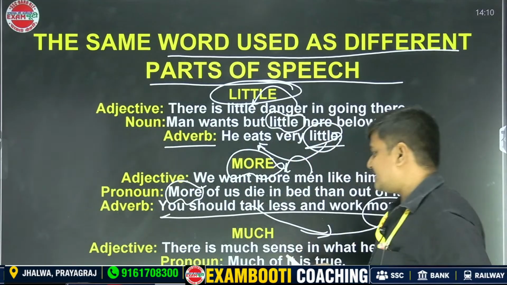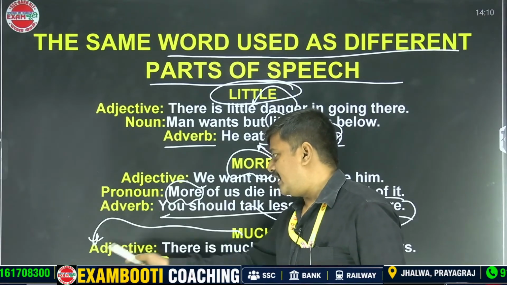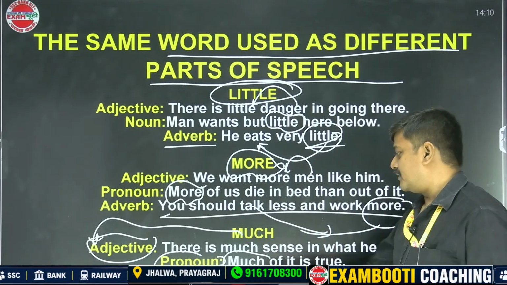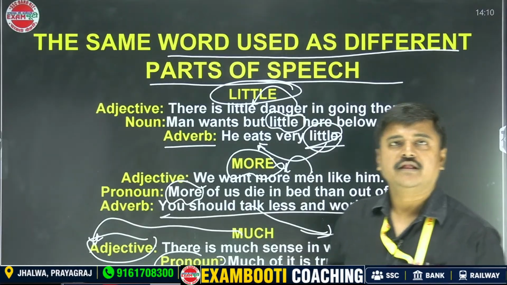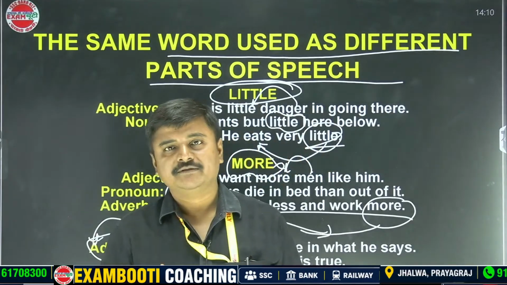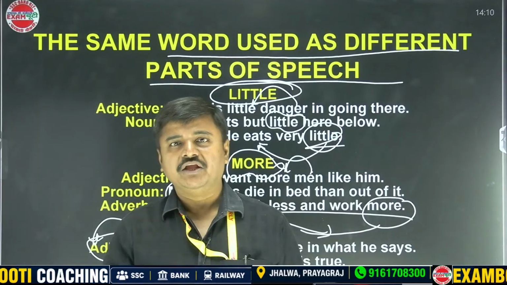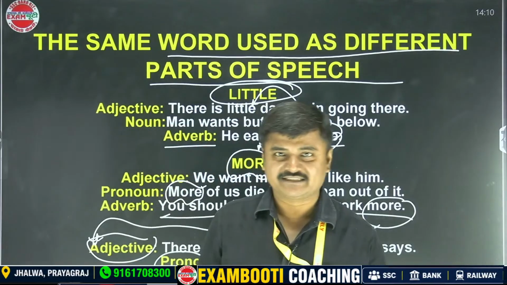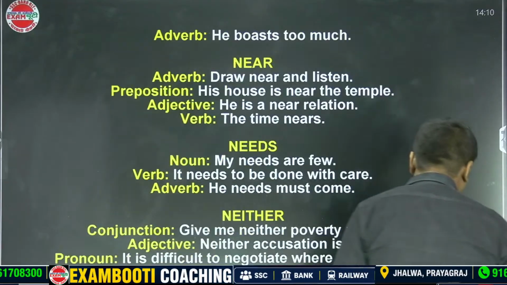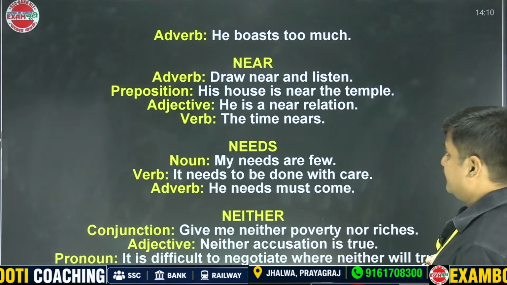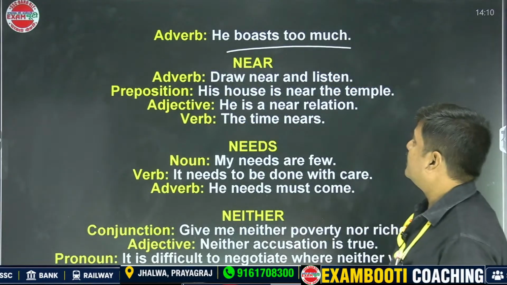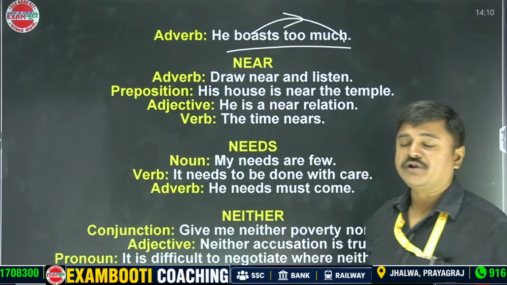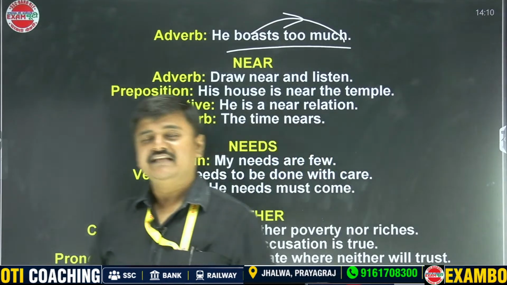And here you can see that much can function in 2 different ways, adjective and pronoun, and similarly like more, you can see of is there, much of. And whenever you find of, each of, much of, many of, remember this, the word before of is a pronoun. Very easy to understand. Let's move to another word. It also works as an adverb. He boasts too much. Now much is actually modifying boast. Very easy to understand.